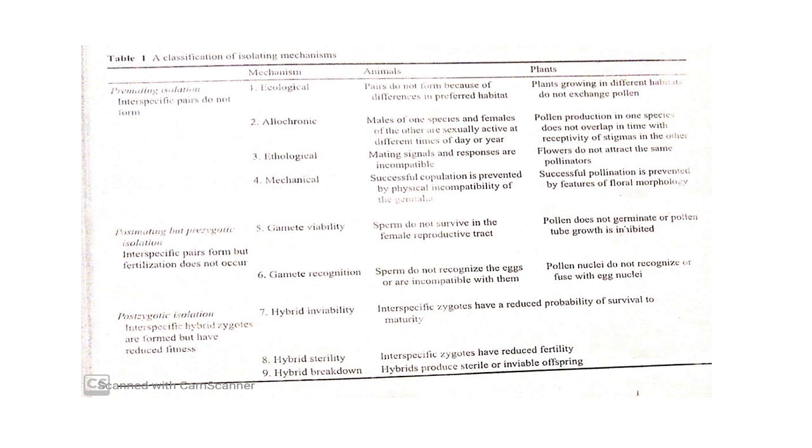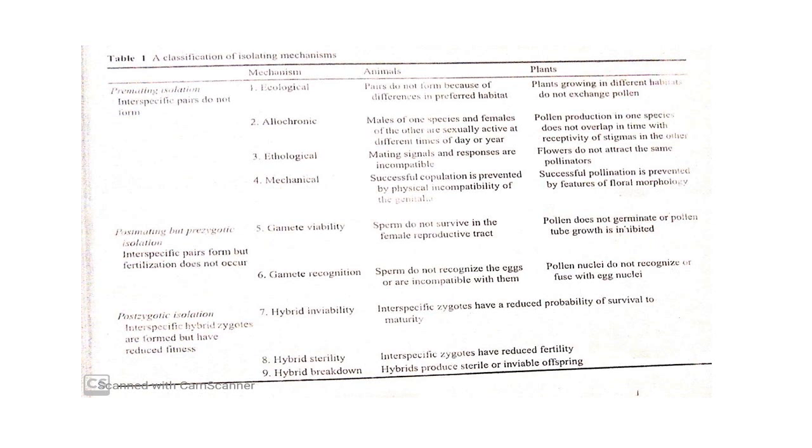Number 4, mechanical. Successful copulation is prevented by physical incompatibility of the genitalia. And in plants, successful pollination is prevented by the features of the floral morphology. This is what we call pre-mating isolation, which does not allow interspecific pair formation. Post-mating but pre-zygotic isolation, in which interspecific pairs form but fertilization does not occur. The mechanism is gamete viability.